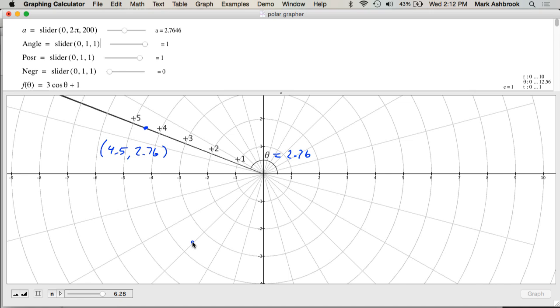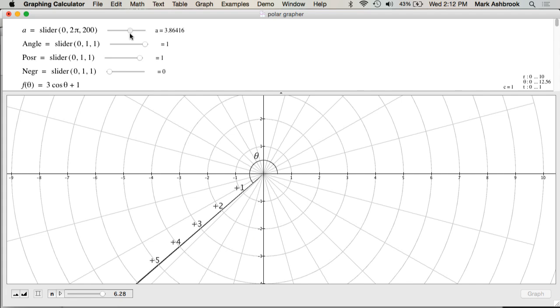Okay, so these negatives on your graph paper and on my screen mean nothing, right? They mean nothing because positive r can point in any direction from the pole. Even down this way, theta is now 3.86. So for an angle measure of 3.86, this is the direction of positive r. The terminal side of the angle always points in the direction of positive r.